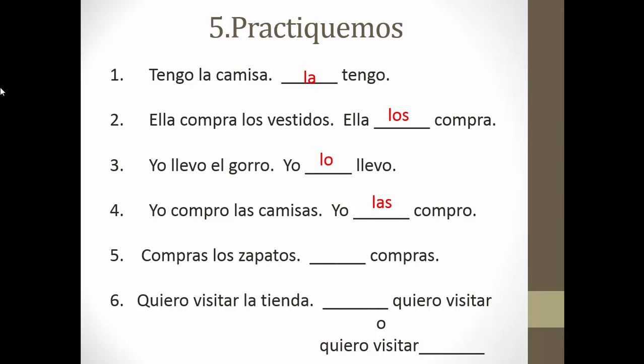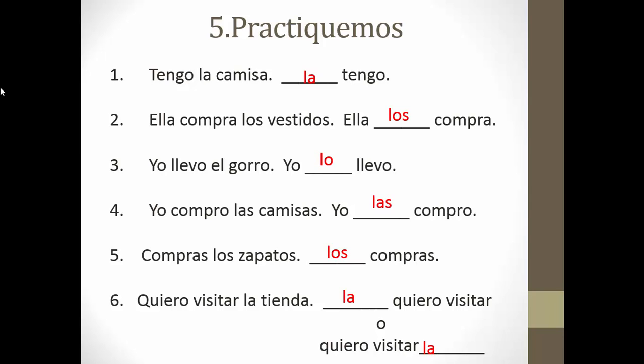Number 5, you buy the shoes. Compras los zapatos. I'm going to say you buy them. Los compras. On number 6, you have two options because we have two verbs in the sentence. I could say la quiero visitar, or what most authentic Spanish speakers would do, quiero visitarla.